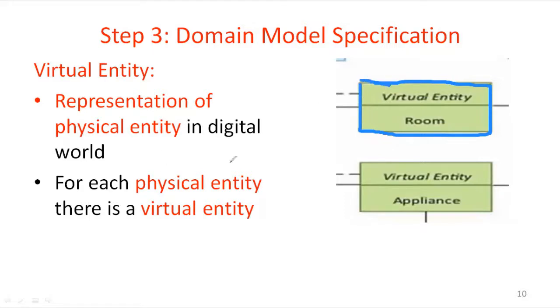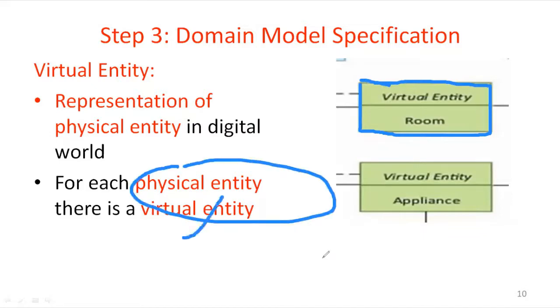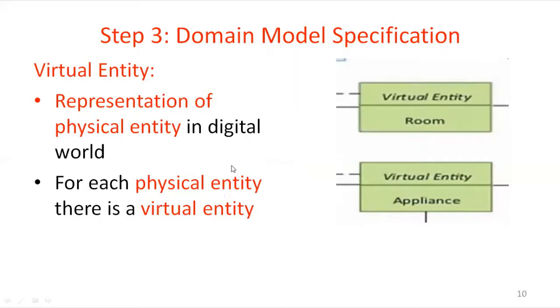One thing here: for each and every physical entity, there is a logical entity. That means if there is a physical entity, you can identify the logical entity for it. Every physical entity has a logical entity. It is simple. For a room there is a logical entity. You will represent the room in a diagrammatical format, and the diagrammatical format is called a logical entity.